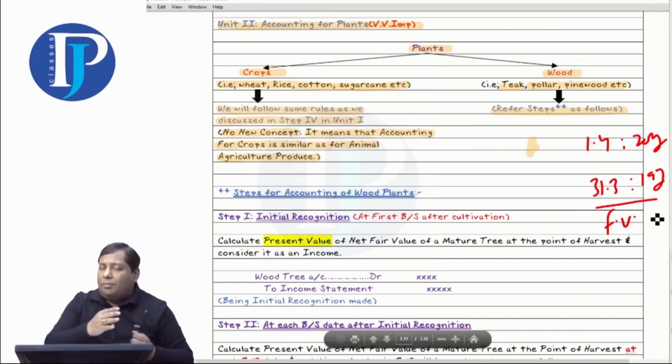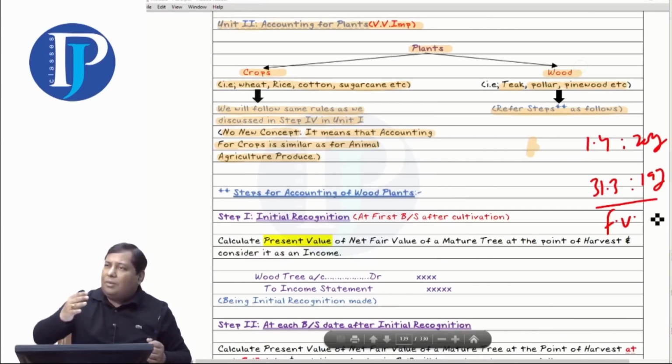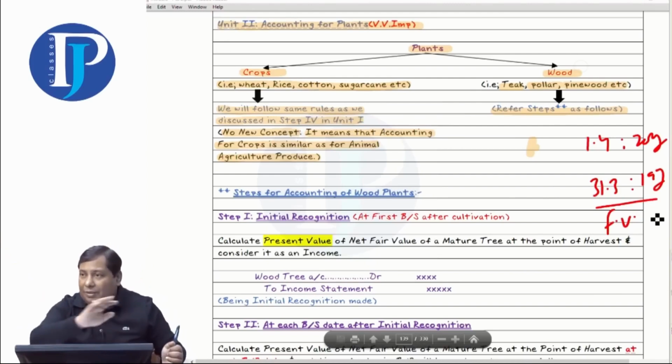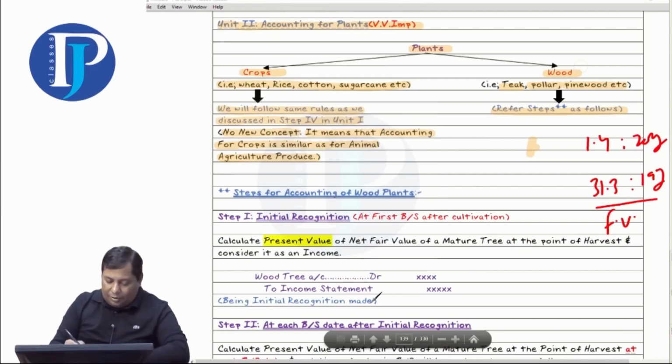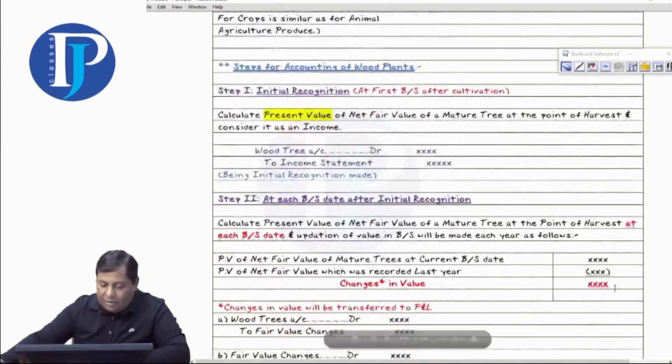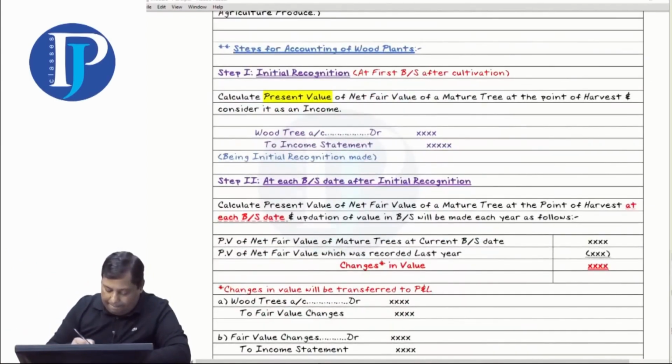So gradually, what will happen in 20 years? You will be booking income little by little. By the time it matures, the income will have been booked over the period as per the accrual concept. Look at this now. There was a question on this which we discussed in class 2. Initial recognition: at the first balance sheet after cultivation, calculate the present value of the net fair value of a mature tree at the point of harvest and pass this entry.